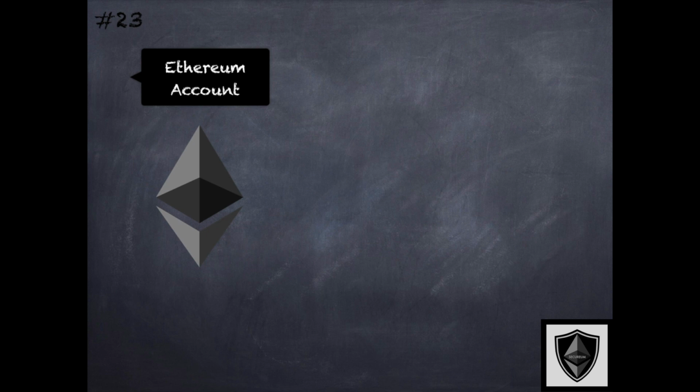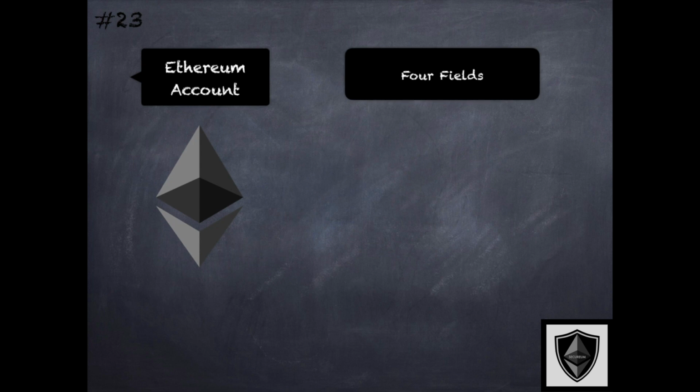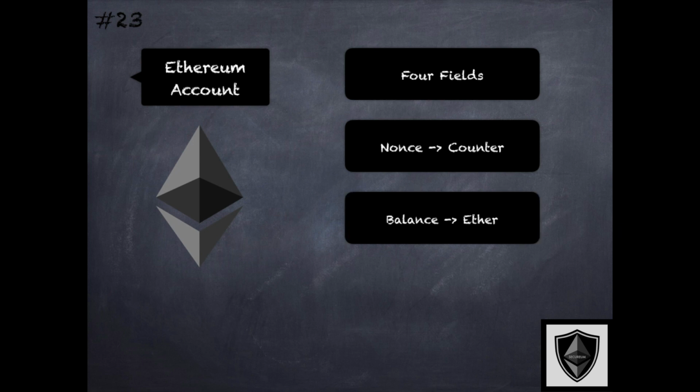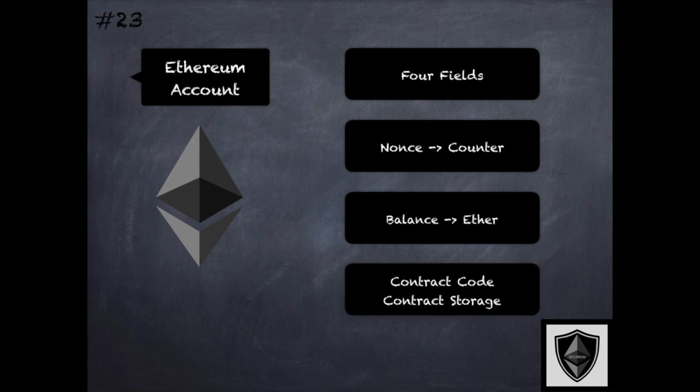Now let's take a look at Ethereum accounts. Ethereum accounts are fundamental to how Ethereum works, and each account has 4 fields in it. There's a nonce. It's a counter that's used to make sure that each transaction can only be processed once, used to prevent replay attacks. There's a balance that is maintained in Ether. This is the amount of Ether that the account has at any point in time. And then there is contract code and contract storage. We'll look more into all of this, but this is at a high level what each Ethereum account contains.